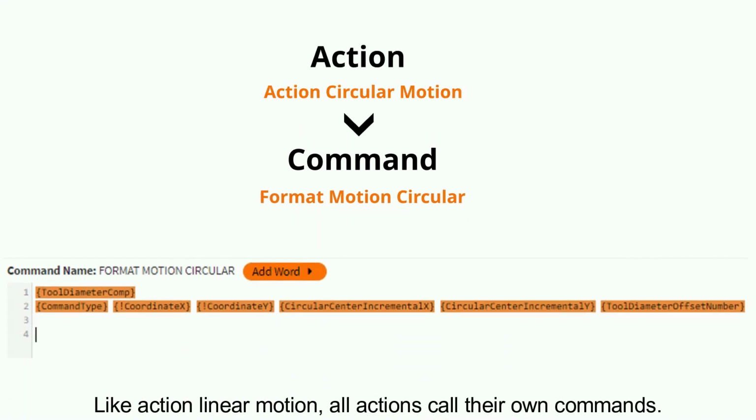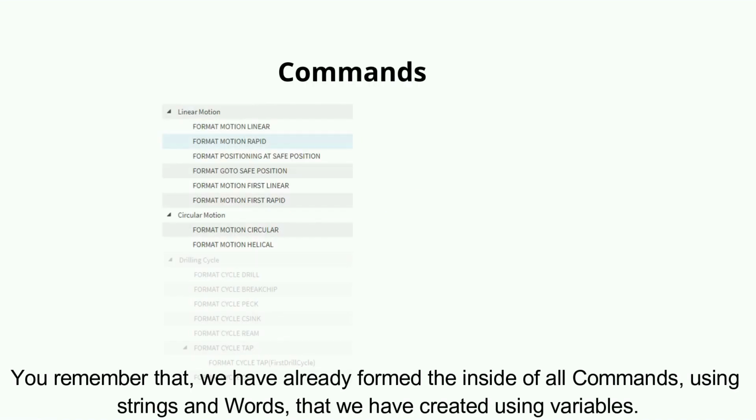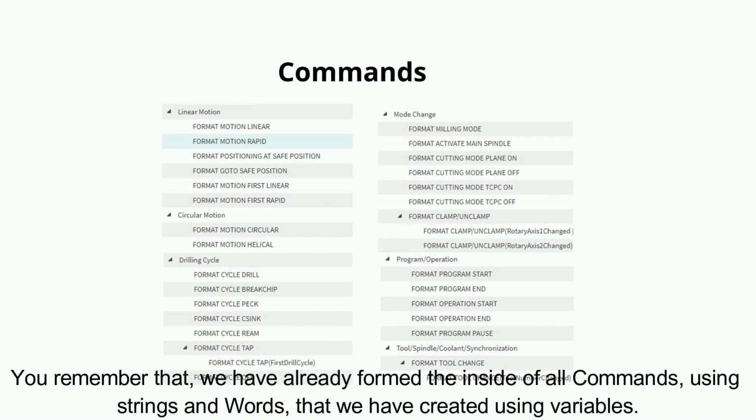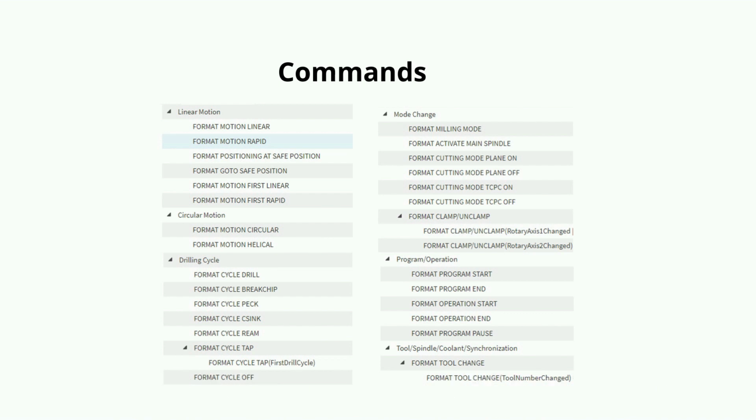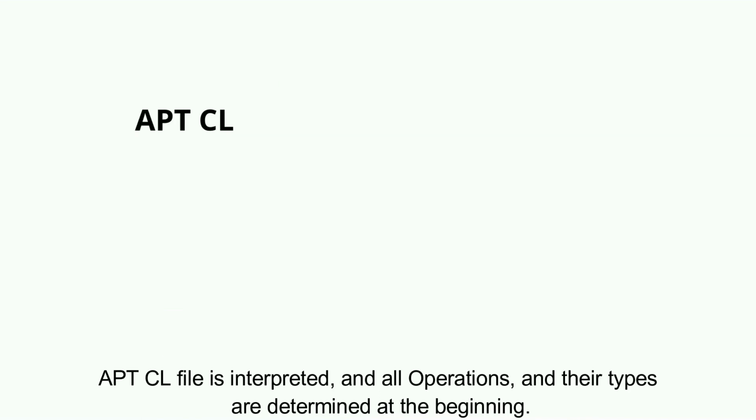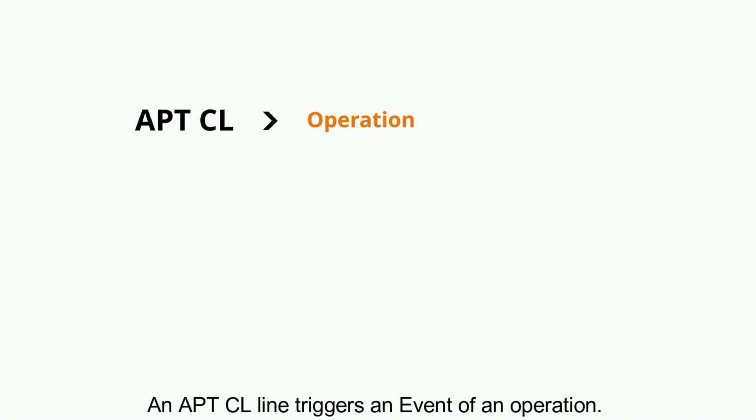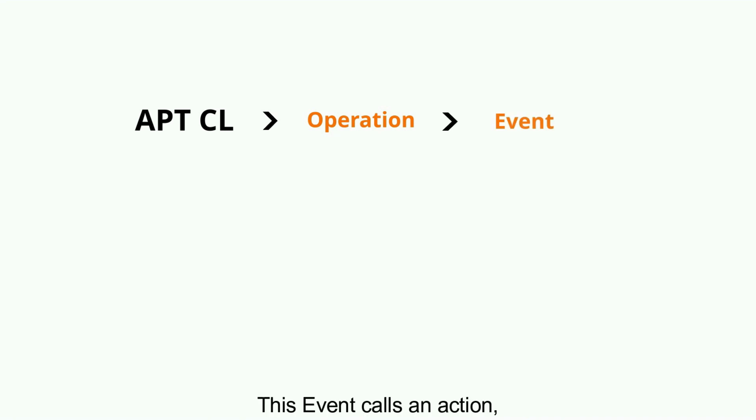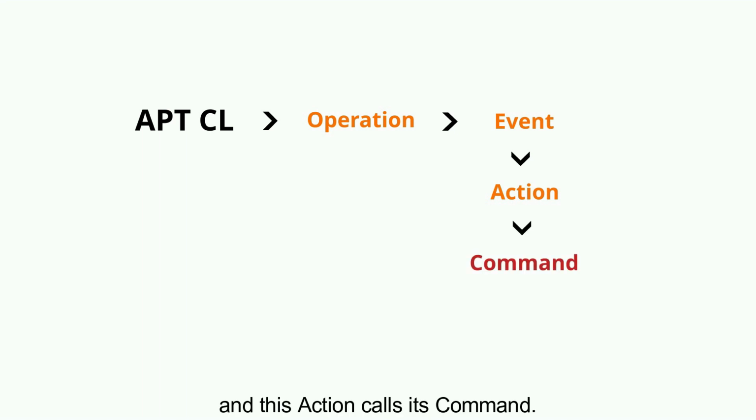Like action linear motion, all actions call their own commands. You remember that we have already formed the inside of all commands using strings and words that we have created using variables. Now we have everything we need to form an NC line. The APTCL file is interpreted, and all operations and their types are determined at the beginning. An APTCL line triggers an event of an operation. This event calls an action. And this action calls its command.